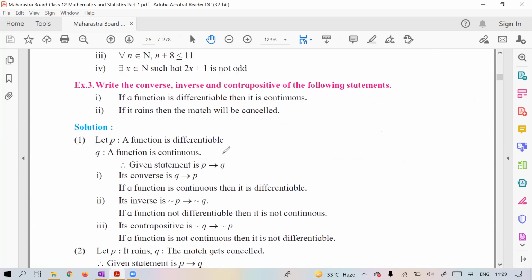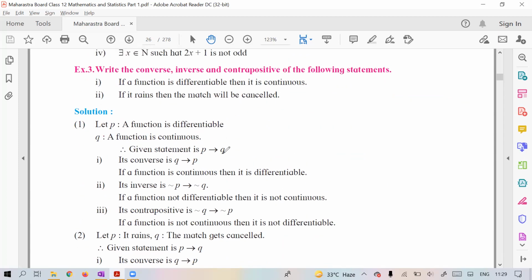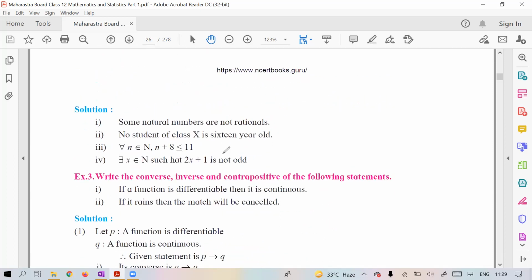No, sir. Okay. Now write the converse, inverse, and contrapositive of the following. So look at the third. You can check your answer also. We also answered the same way. No problem. Write the converse, inverse, and contrapositive.